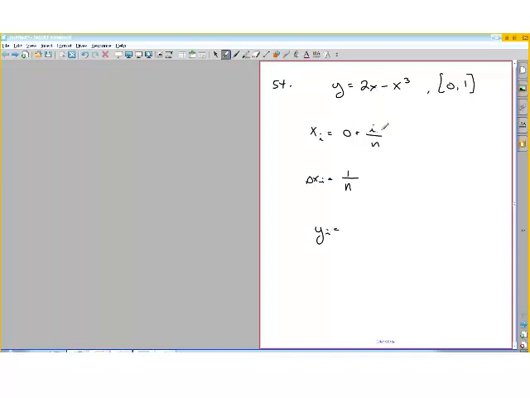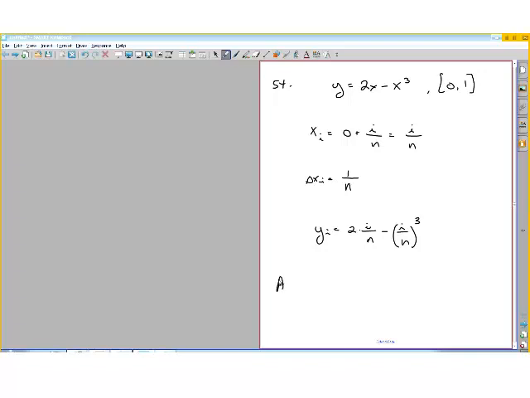And then the y value is just going to be equal to this equation with this substituted in there. You can imagine if the interval was from 1 to 2, I'd have 1 plus I over n, and then it would become much more complicated. It would still work out in the long run, but we don't want to make it any more complicated than it needs to be. So y sub I is equal to 2 times x sub I, which is I over n, minus x cubed. So we have I over n cubed. So that's the y value.